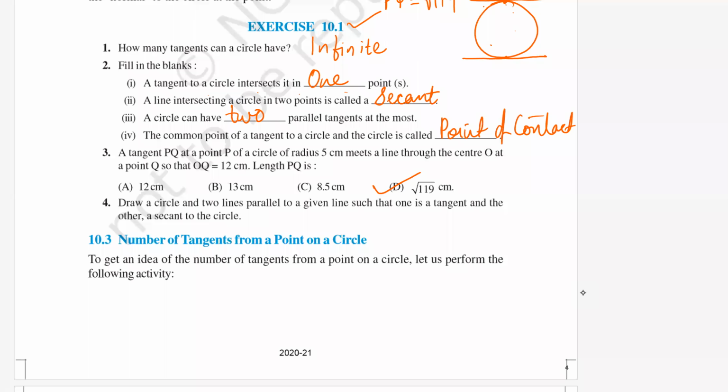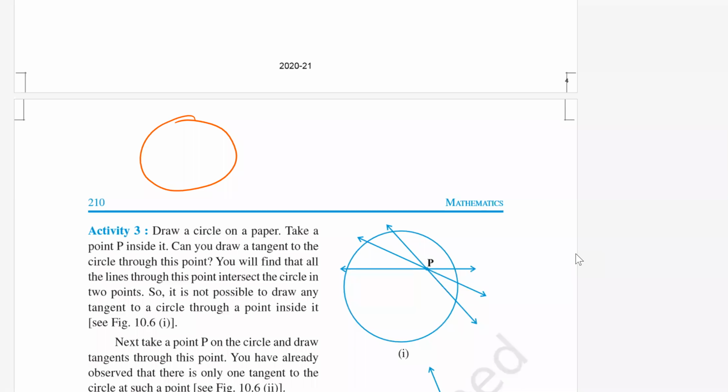Now draw a circle and 2 lines parallel to a given line such that one is tangent and the other is secant to the circle. So you have to make a circle. One line you have to make secant and one tangent, and they should be parallel. So this is easy. I don't think this type of question will be asked. The fourth one you can do just to memorize the concept, but it's not much important from an examination point of view.